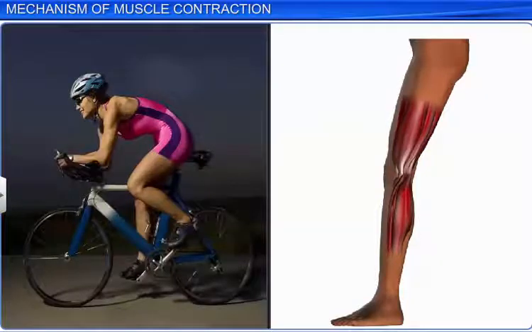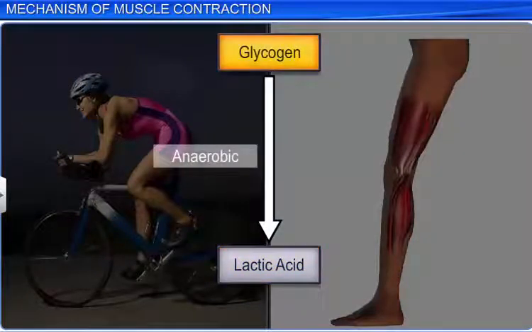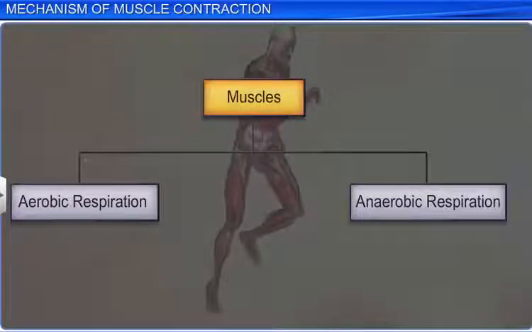In fact, the repeated activation of muscles may lead to the accumulation of lactic acid due to the anaerobic breakdown of glycogen, causing muscle fatigue. Muscles can be of two types. 1. Those that undergo aerobic respiration, and 2. Those that depend on anaerobic process for energy.